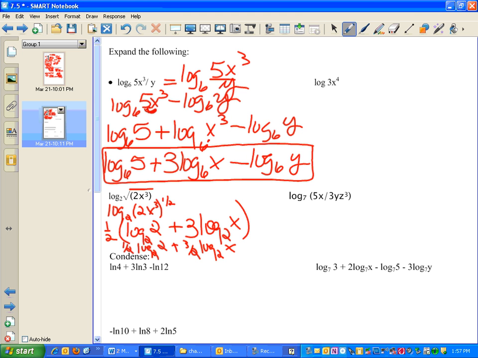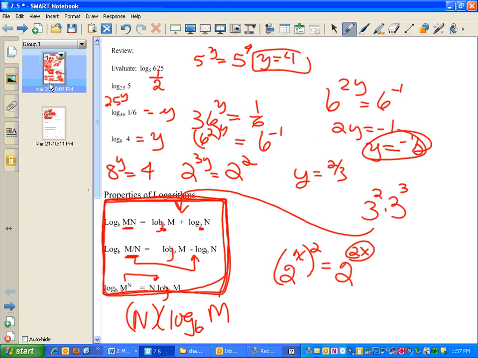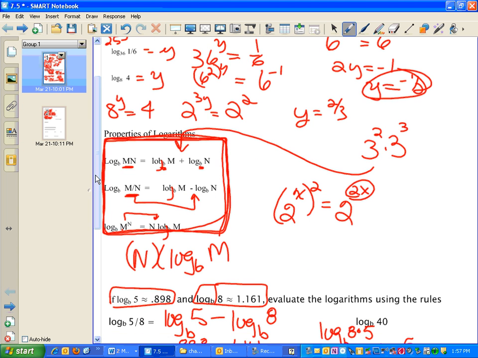So to multiply means to add, and an exponent means it comes out front. Every time you separate it, you're dealing with a log, so you add a log. Remember, if I'm multiplying, each one has got to have the log with it.